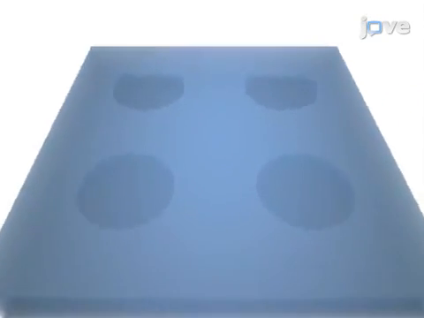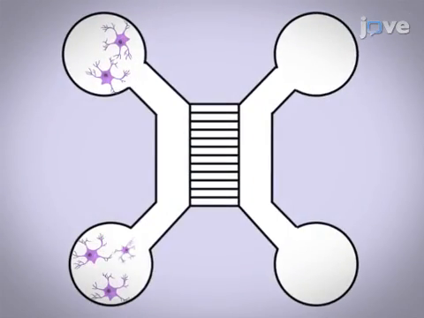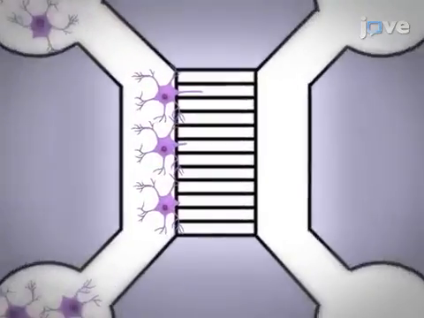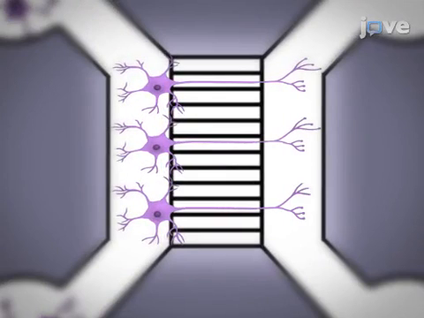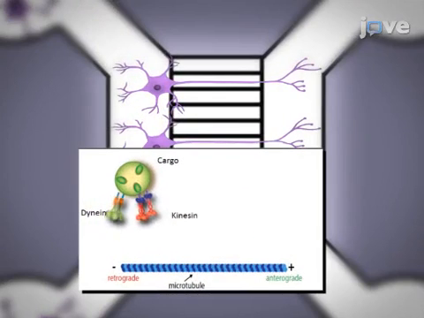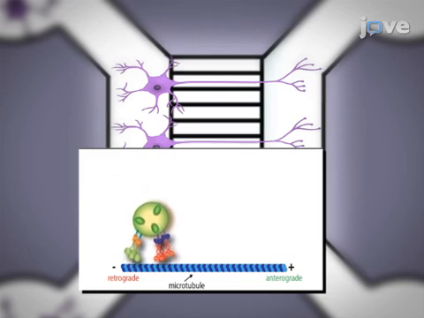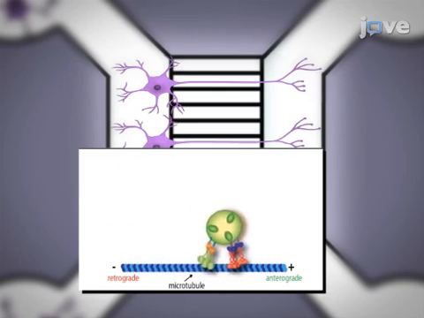This is accomplished by first growing primary mouse hippocampal neurons in microfluidic devices so that axons grow relatively straight, and by recording the live intracellular movement of fluorescently labeled cargo proteins in the axons of transiently transfected neurons.